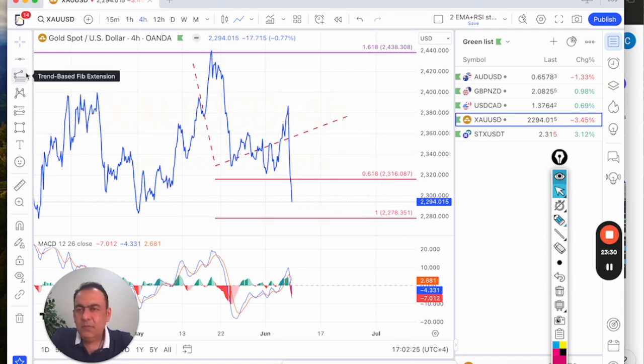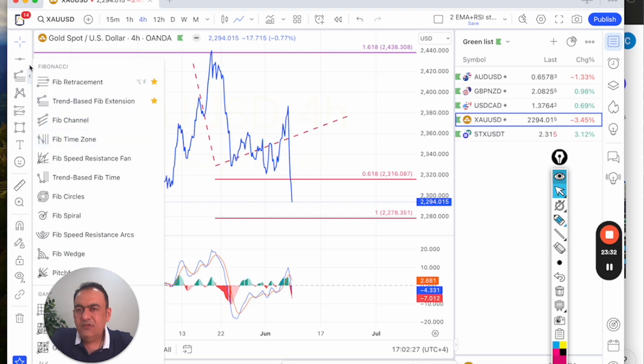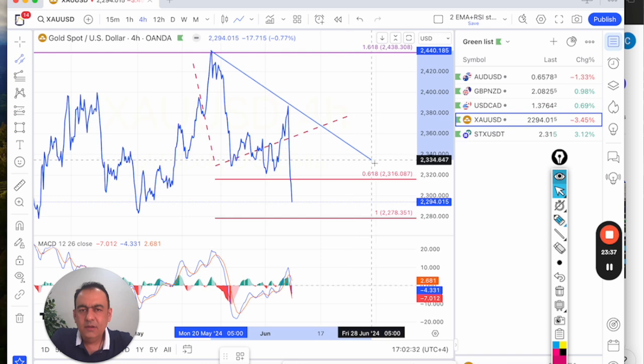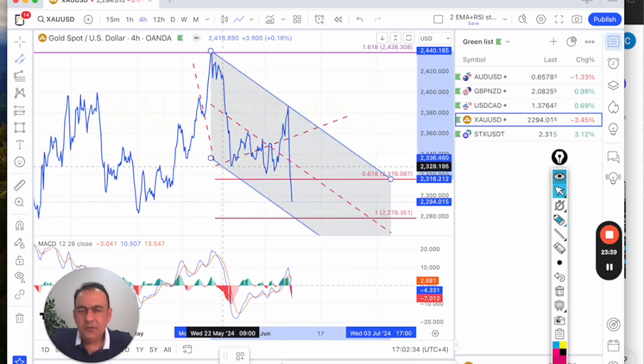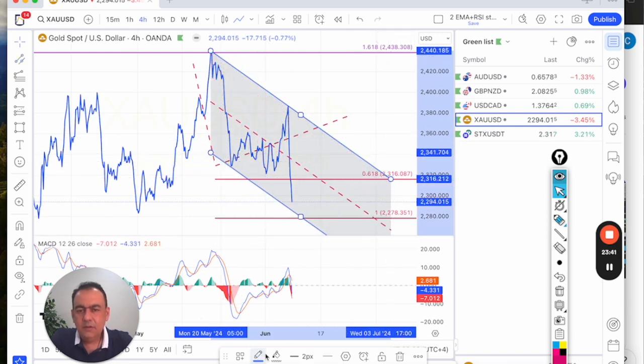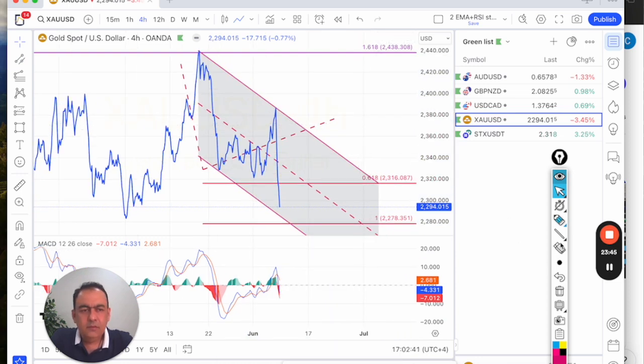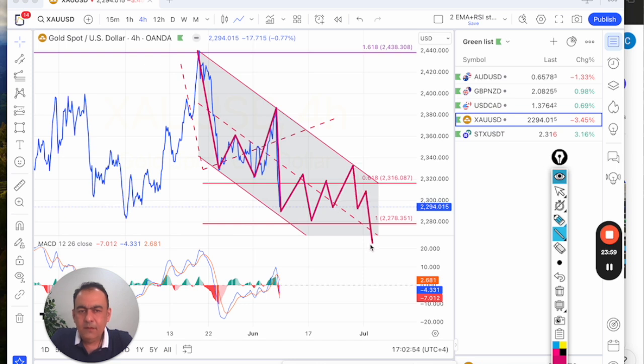We can also apply a falling channel here. So I'll be using parallel channel, connecting the highest point and the lower high, and joining the opposite end. Now since it's a bearish channel, let's make it red. So gold may remain channel bound in the downward direction for some weeks. So this is the projected pathway for gold.